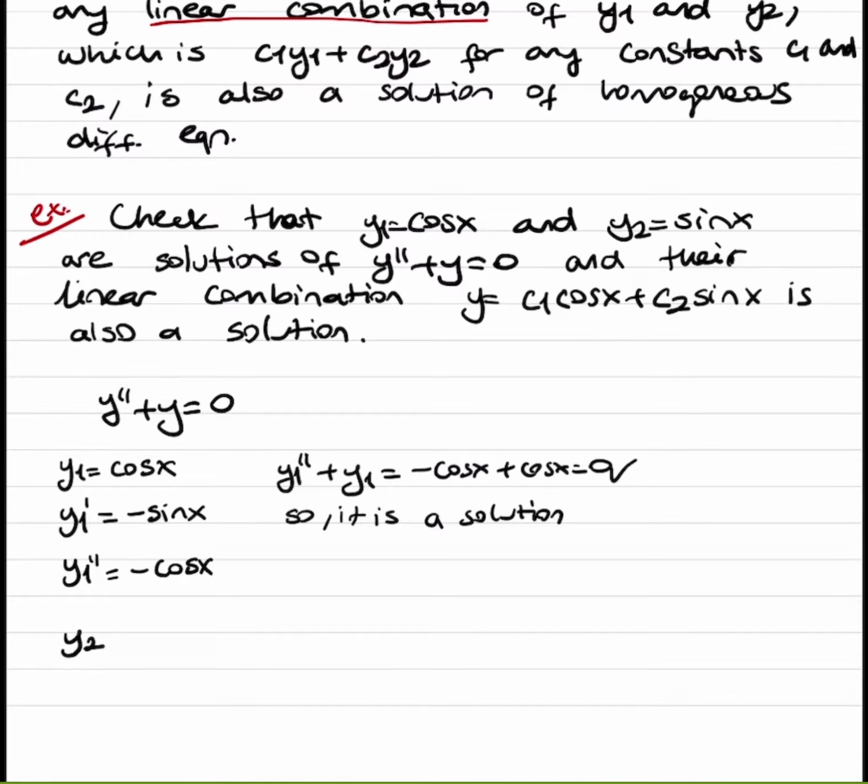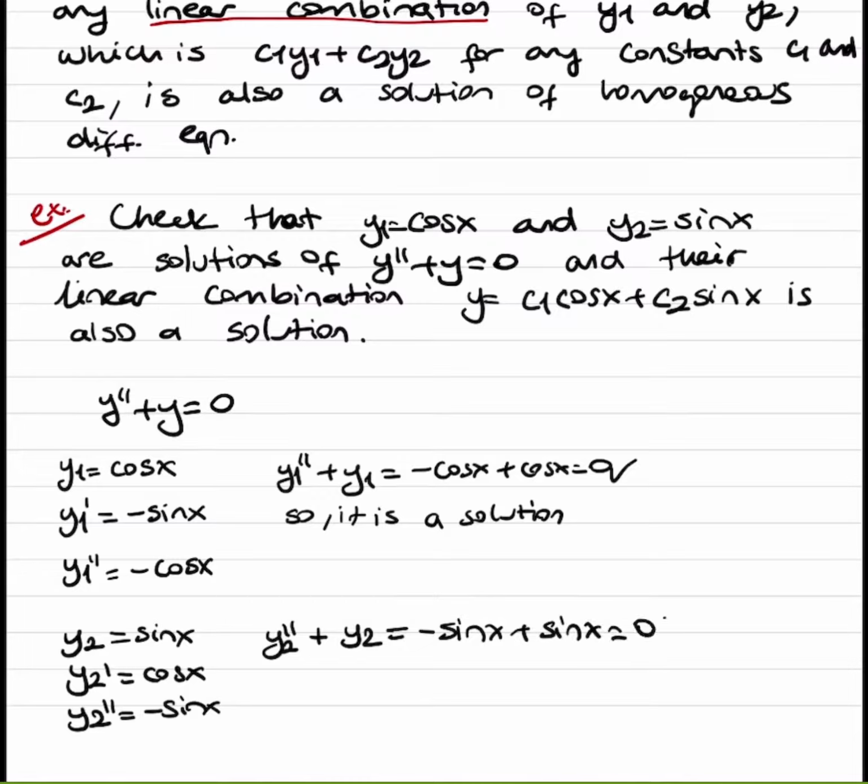Okay, let's check the second one. y2 is equal to sine x. What is the first derivative? It is cosine x. What is the second derivative? It is minus sine x. And we see that the second derivative of y2 plus y2 is equal to minus sine x plus sine x, which is equal to 0. So it is also a solution.